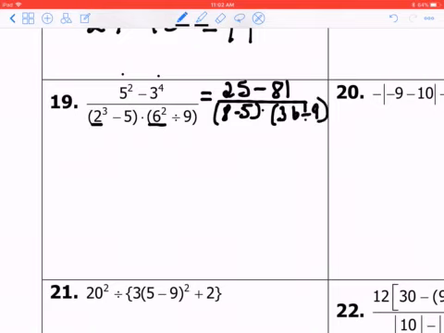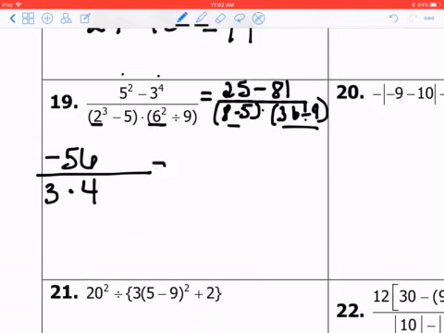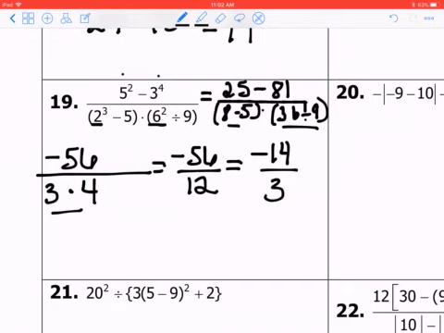And I'll try to write a little bit more legible up here. Okay, 25 minus 81 gives you a negative 56. And the denominator, this 8 minus 5 gives you 3. 36 divided by 9 gives you 4. And we're about ready to be done. We got negative 56. Multiply these two to get 12. And then they're both divisible by 4. So we'll have negative 14 over 3. And that's your final answer.